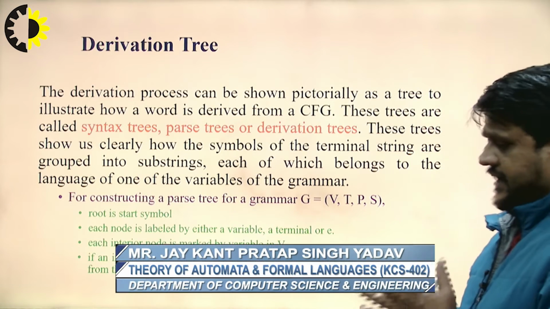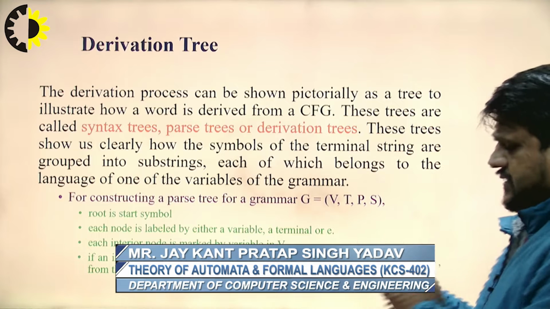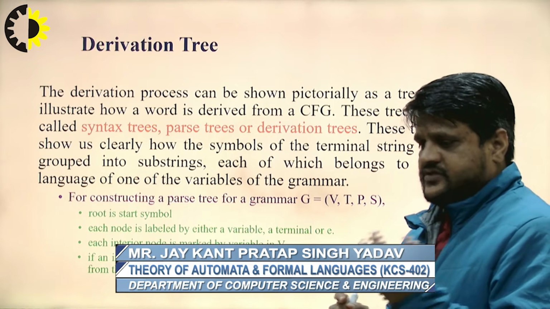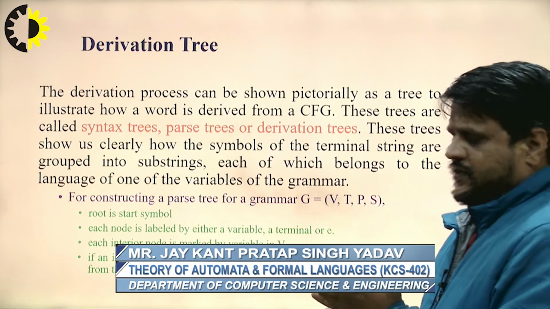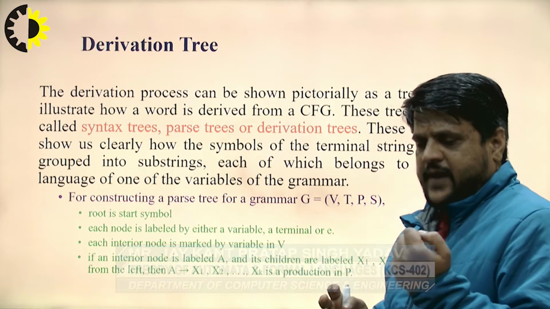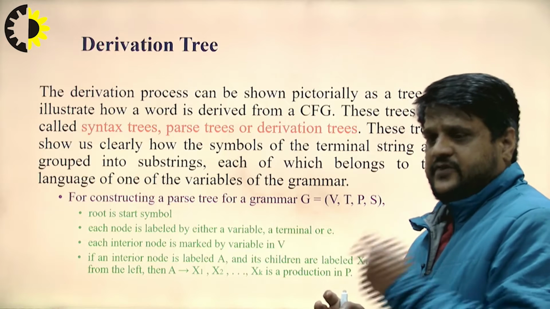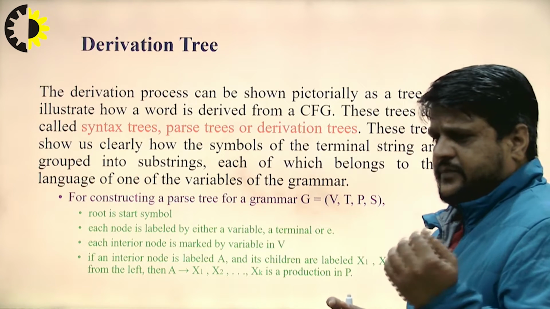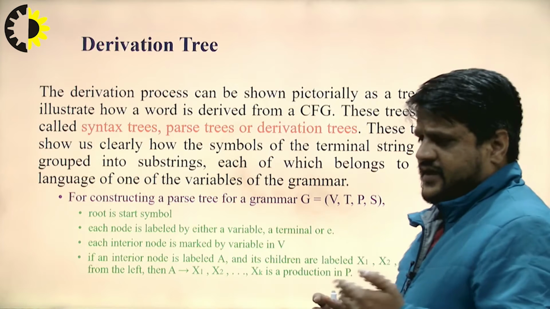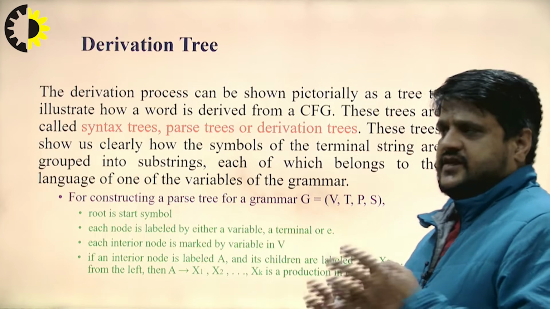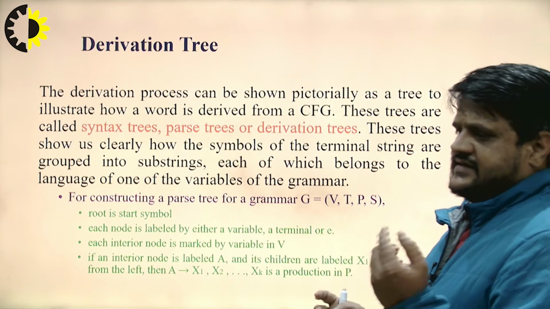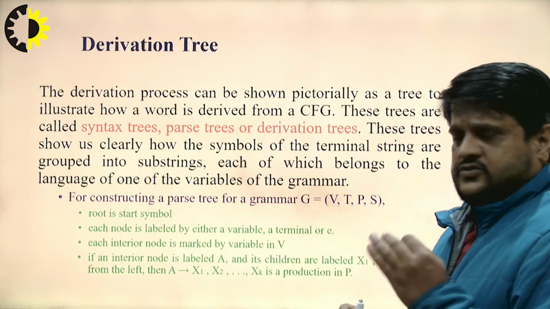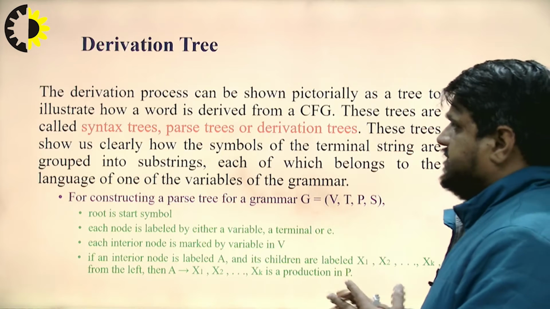Basically, a derivation tree is a pictorial representation of the derivation process, right? Whenever we think about derivations, we want to generate a string of terminals from the starting symbol. Then we put down the right-hand side of the various productions corresponding to the non-terminals that occur during the sentential form. The entire process is called the derivation process.